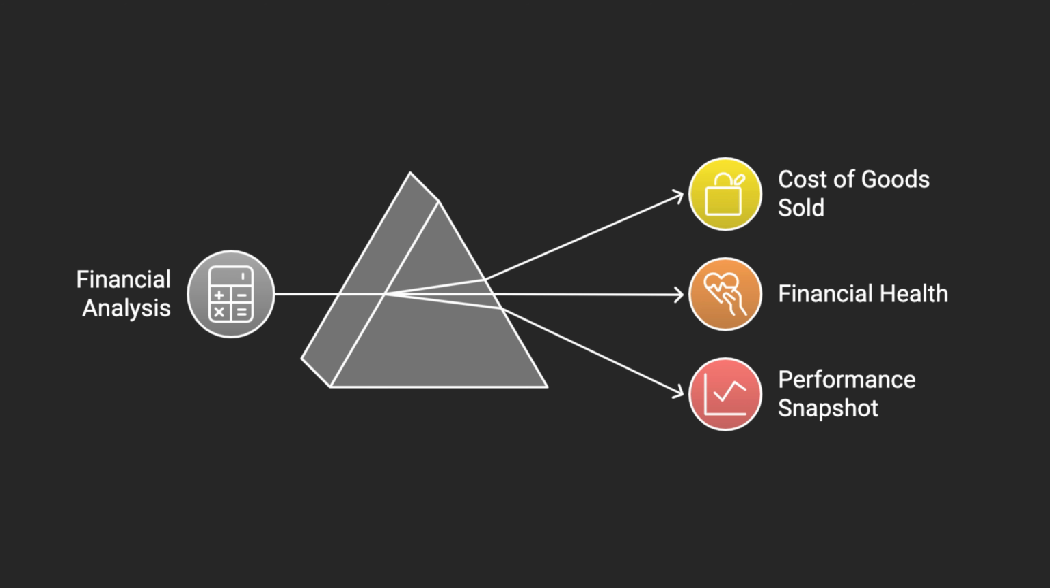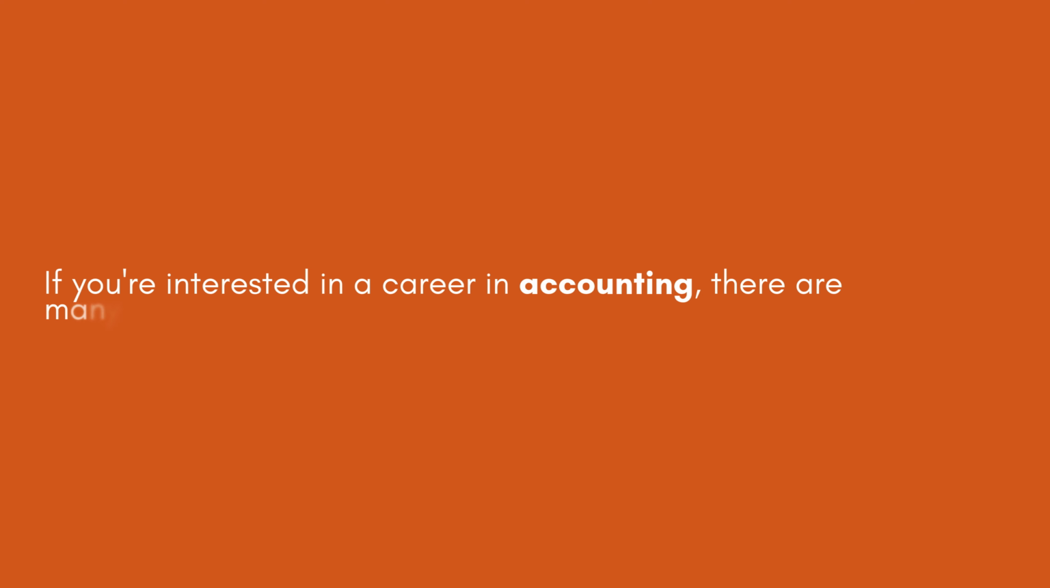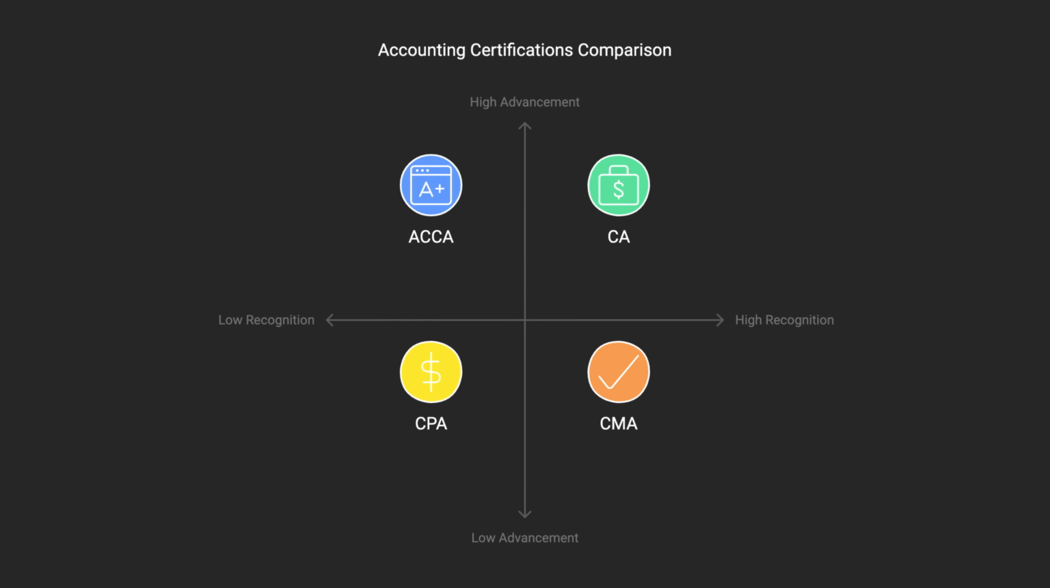Accountants use financial statements like income statements, balance sheets, and cash flow statements to analyze a business's financial health. These statements provide a snapshot of a company's financial position at a particular point in time, as well as its performance over a period. If you're interested in a career in accounting, there are many certifications you can pursue.